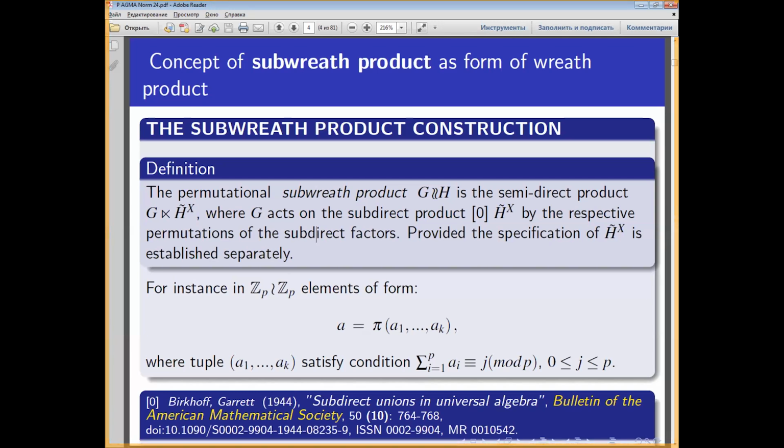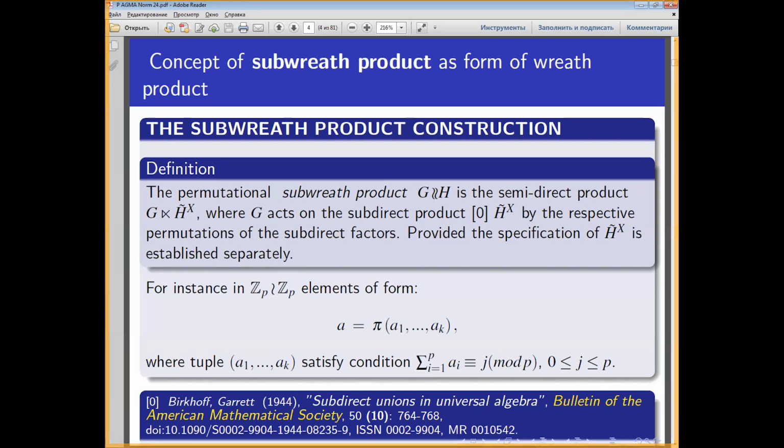This subgroup is very similar to the wreath product. So we denote it by such a symbol, such a sign. If we write a semi-direct product, we need to specify it each time. Now we specify it by such a sign, provided the specification of the semi-direct product is established separately in each case.